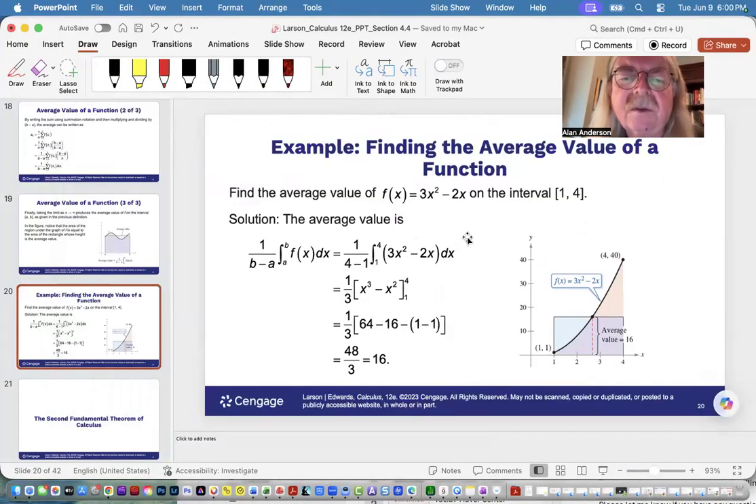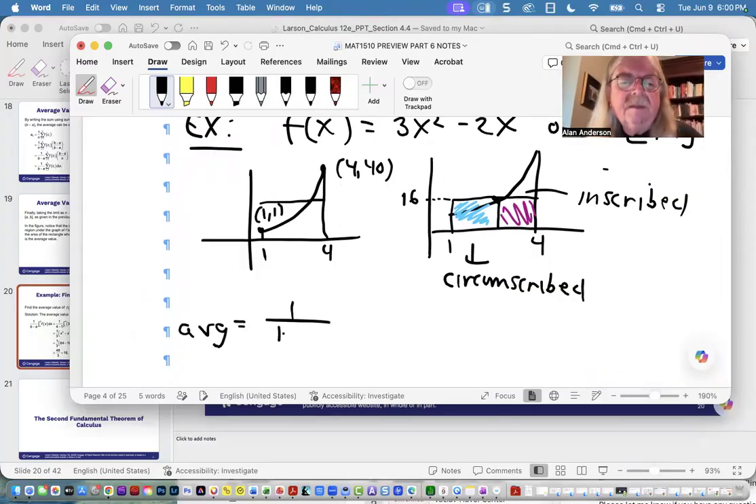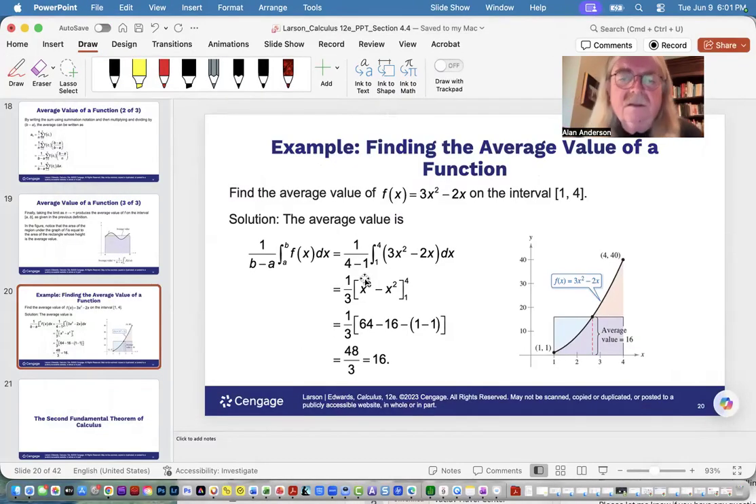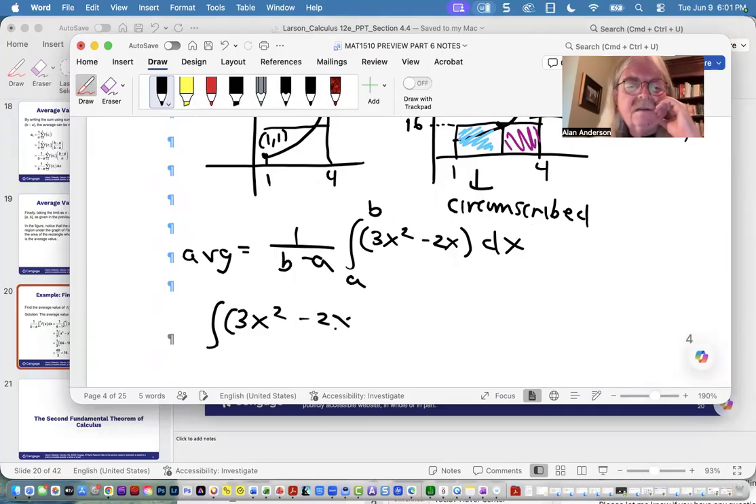So in other words, all they're doing is saying, listen, it's 1 over b minus a. The function is, of course, 3x squared minus 2x, and that's from a to b. So now, before we go any further, we might as well integrate 3x squared minus 2x.